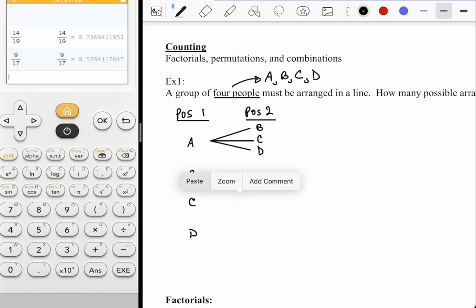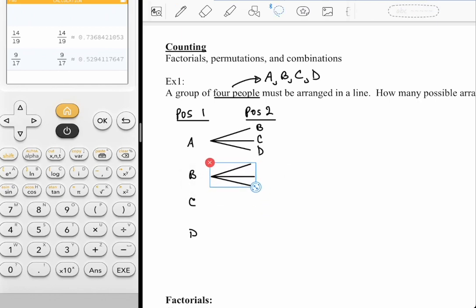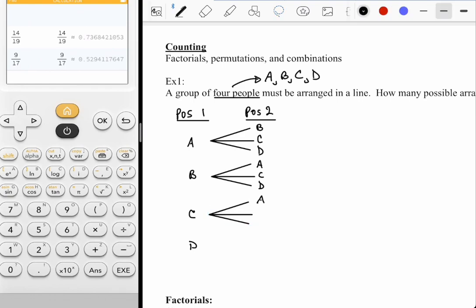If person B is in the first position, it can't be B in the second position, so A, C, or D. If person C is in the first position, then it could be A, B, or D. If person D is in the first position, then it could be A, B, or C.